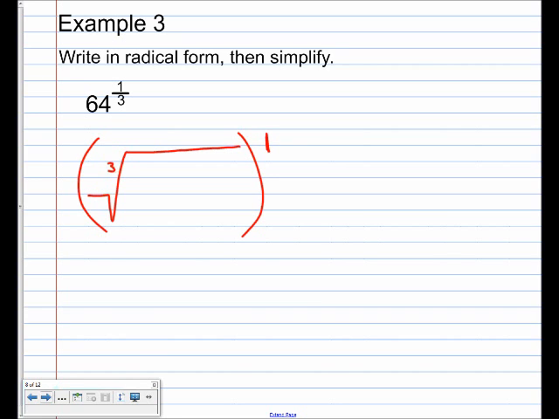Now, did I need to do that? No, because to the first power doesn't change anything. Where am I going to put the 64? In the radical. Now, another way you might see it in different textbooks or different texts for math, you might actually see it as the cube root of 64, and the first power will be right there. Both of those are acceptable.